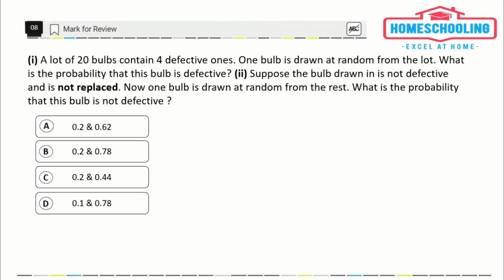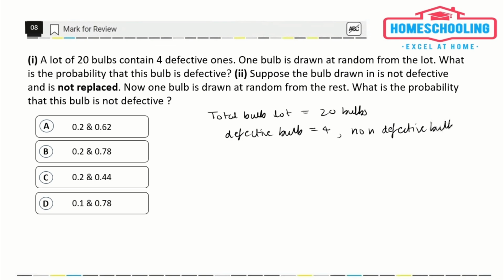In question number 1, a lot of 20 bulbs contains 4 defective bulbs. So the total bulb lot has 20 bulbs, in which defective bulbs are 4. Non-defective bulbs, which are working properly, are 20 minus 4, because in the lot of 20 bulbs only 4 are defective, and the remaining are working properly. So there will be 16 non-defective bulbs.